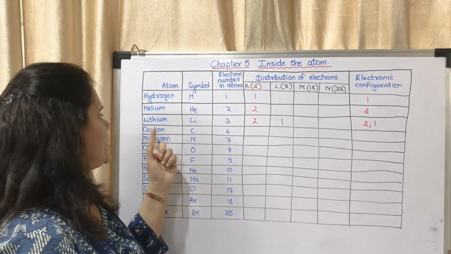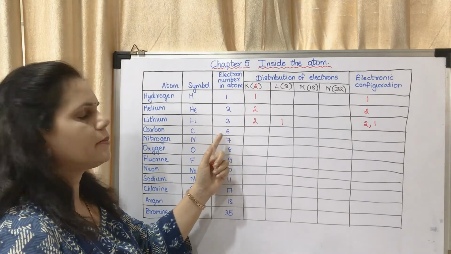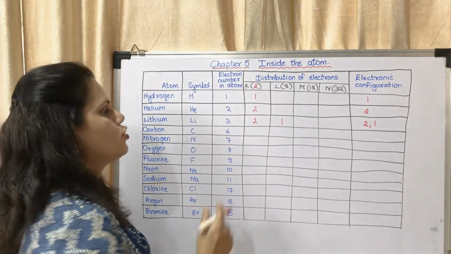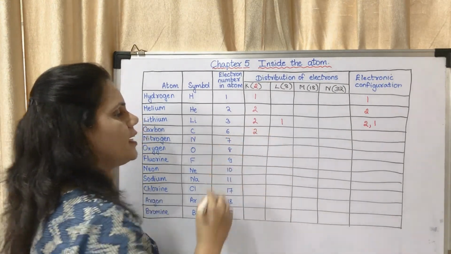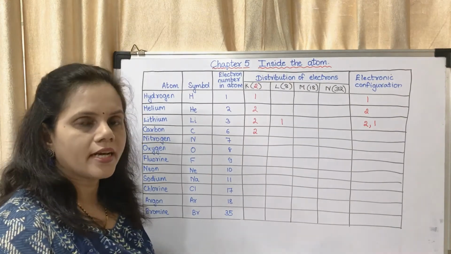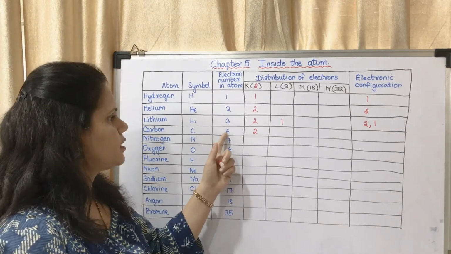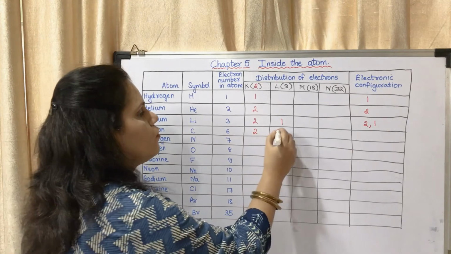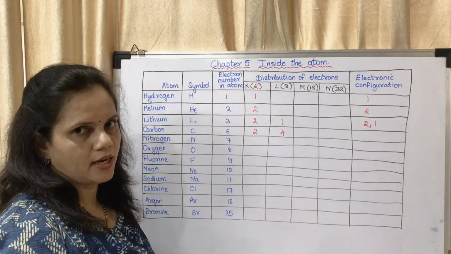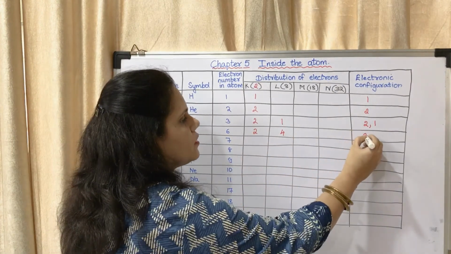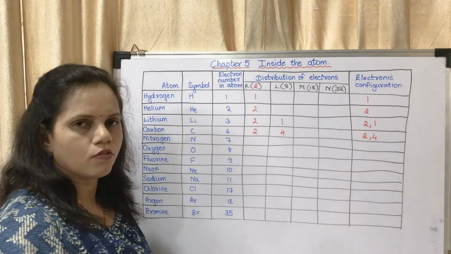Now the next is carbon. Number of electrons is 6. So how many in the first shell, that is the K shell? 2. How many are remaining? 6 minus 2, 4 is remaining. 4 will go in the next shell. So its electronic configuration will be 2, 4.